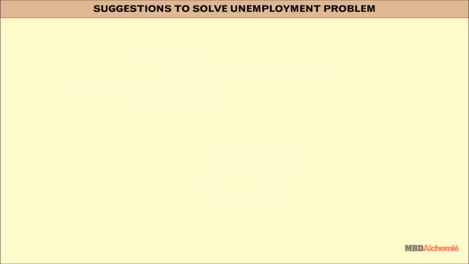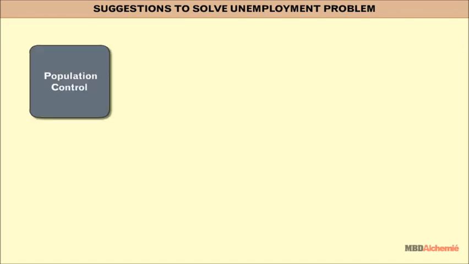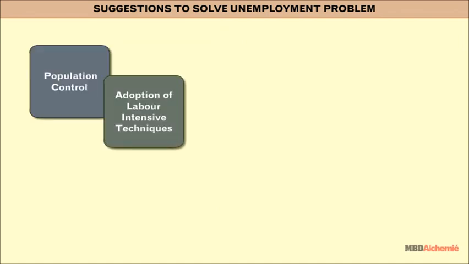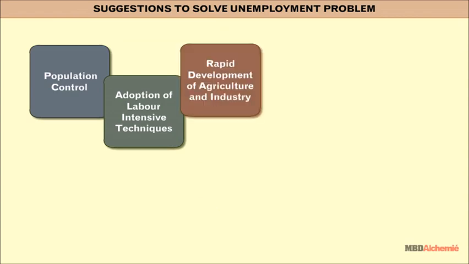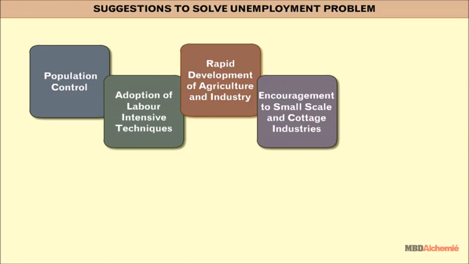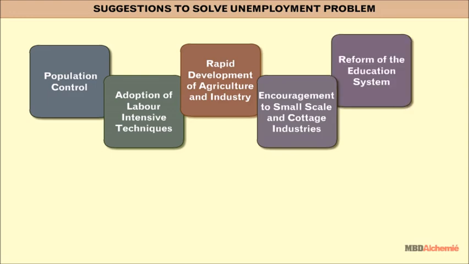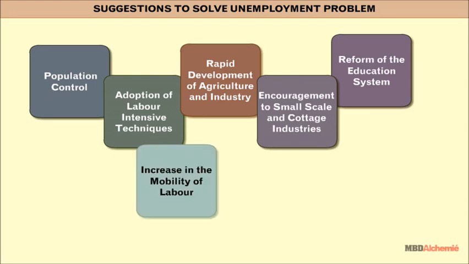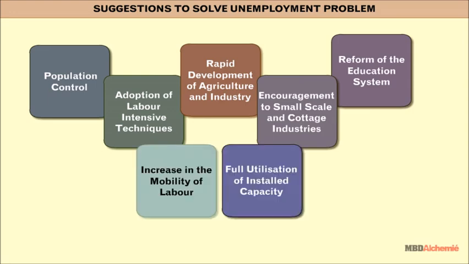Suggestions to solve unemployment problem. These include population control, adoption of labor-intensive techniques, rapid development of agriculture and industry, encouragement of small-scale and cottage industries, reform of the education system, increase in the mobility of labor, and full utilization of installed capacity.